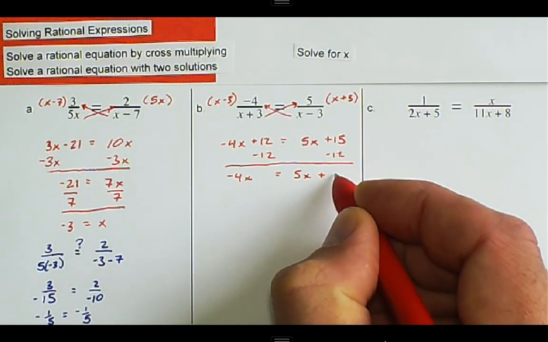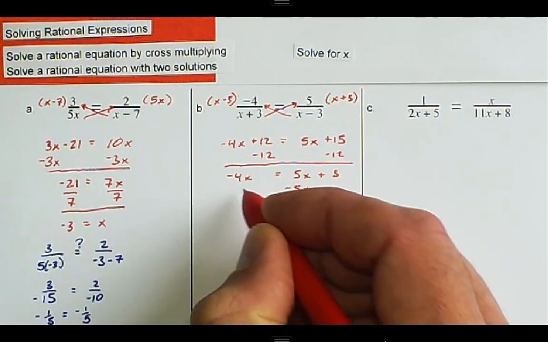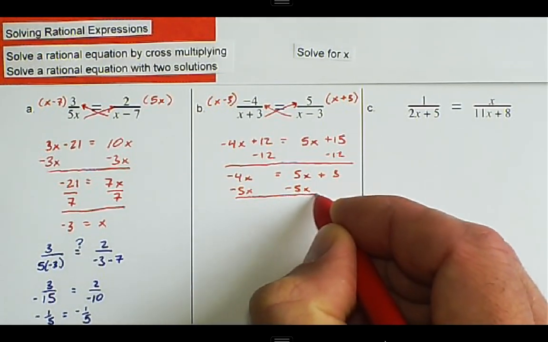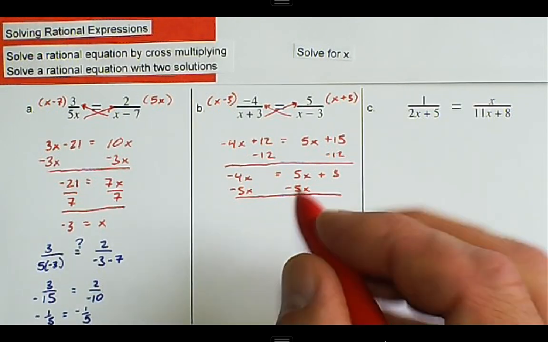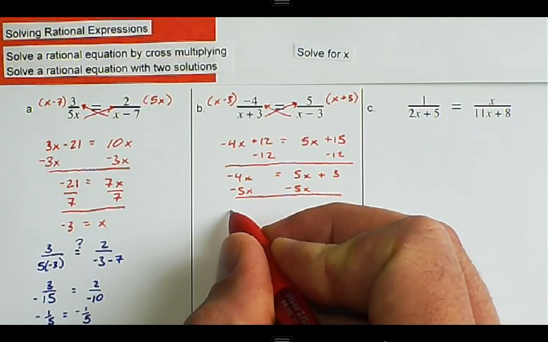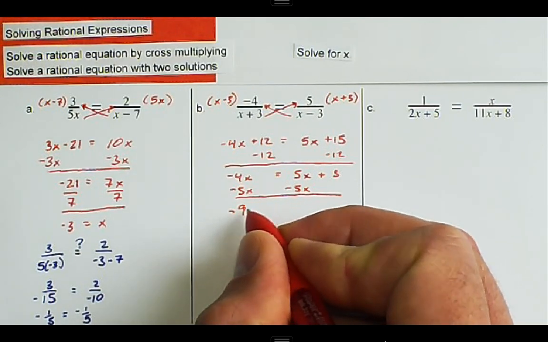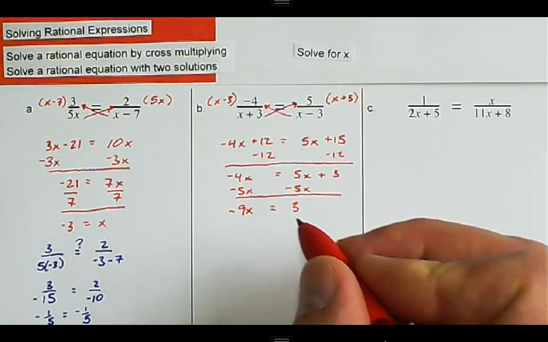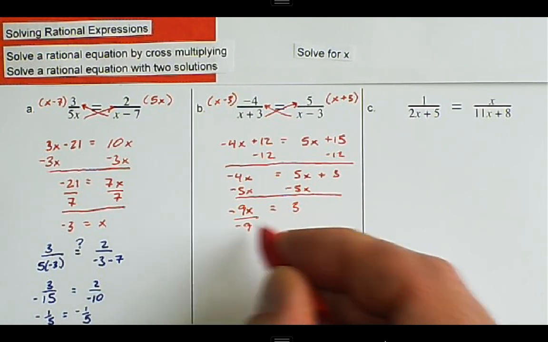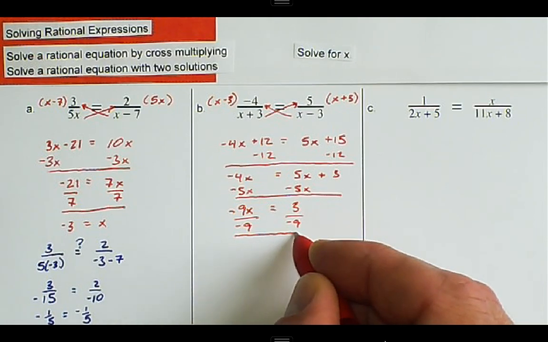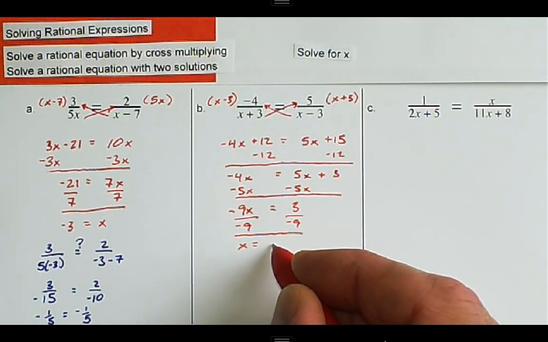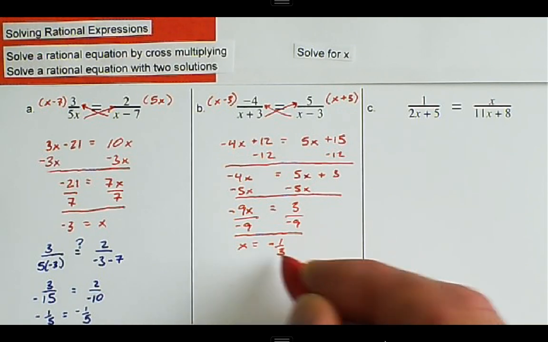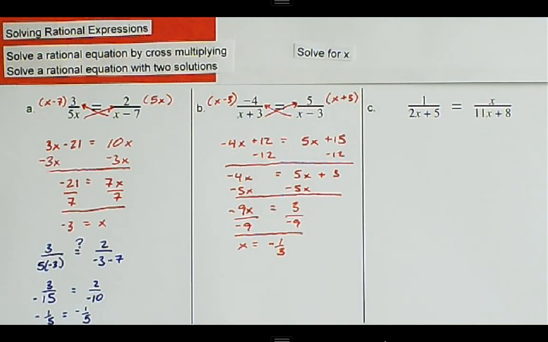Plus 3 minus 5x. And then we get negative 9x. And then we're going to divide by negative 9. And then we can work on example C.